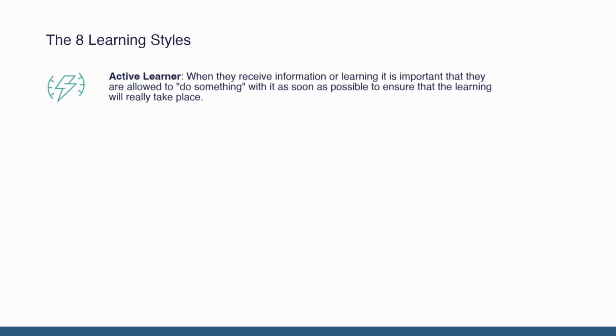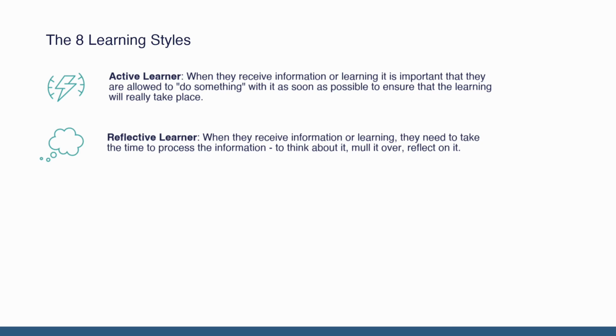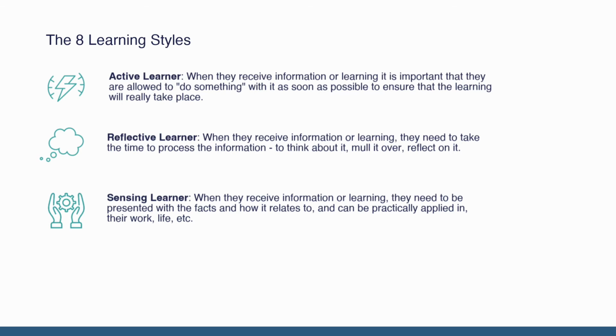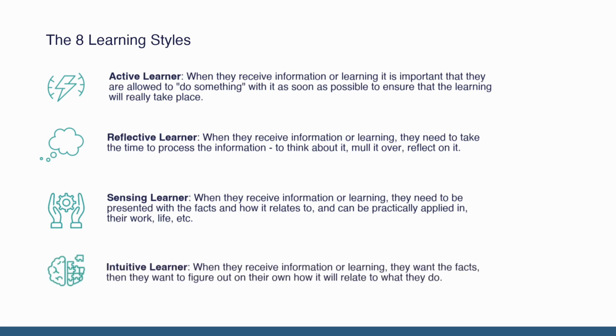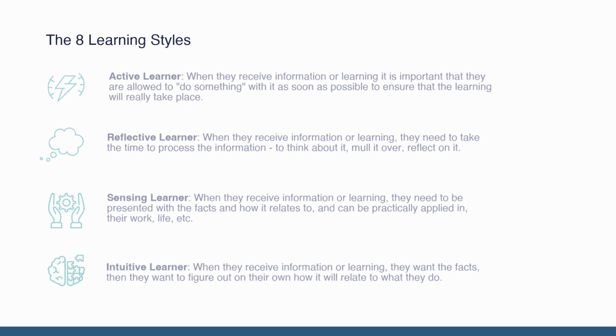If you have a mentee who is a reflective learner, when your mentee receives information or learning, they need to take the time to process the information, to think about it, mull it over, reflect on it. If you have a mentee who's a sensing learner, when your mentee receives information or learning, they need to be presented with the facts and how it relates to and can be practically applied to their work, their life, and so on. If you have an intuitive learner, when your mentee receives information or learning, they want the facts, but then they want to figure out on their own how it will relate to what they do.